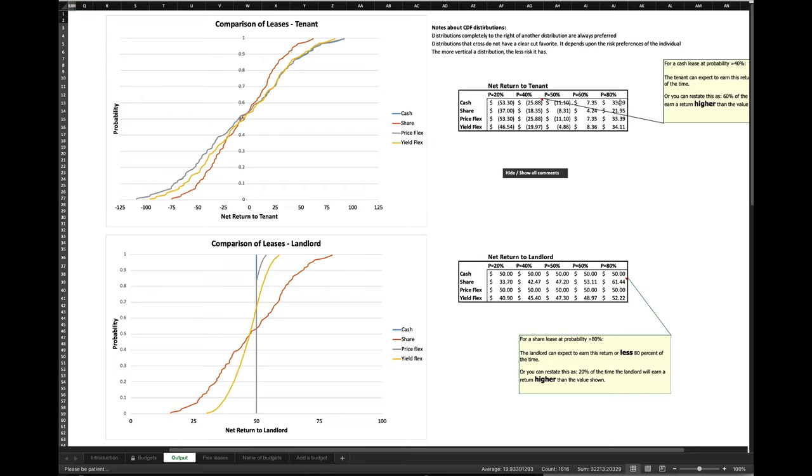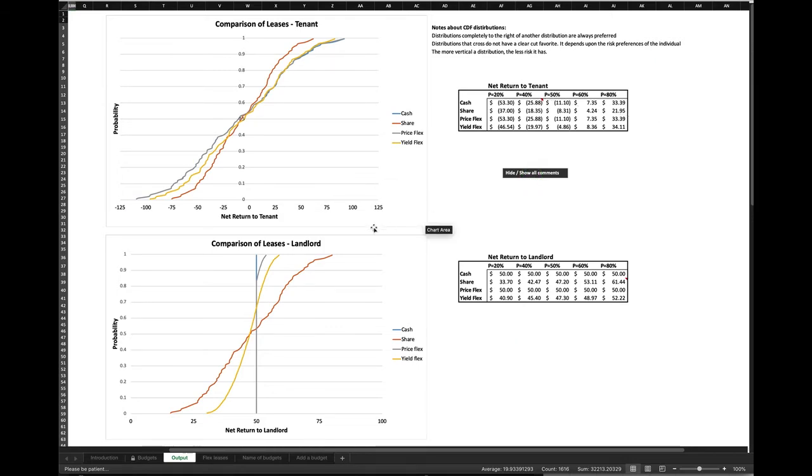As you move over here to the higher returns, now you're saying you're going to get, like for the cash lease for the tenant, 80% of the time I'm going to get at least a $33 return, but it could very well be lower. 20% of the time I will actually earn a return higher than this $33 you see right here.